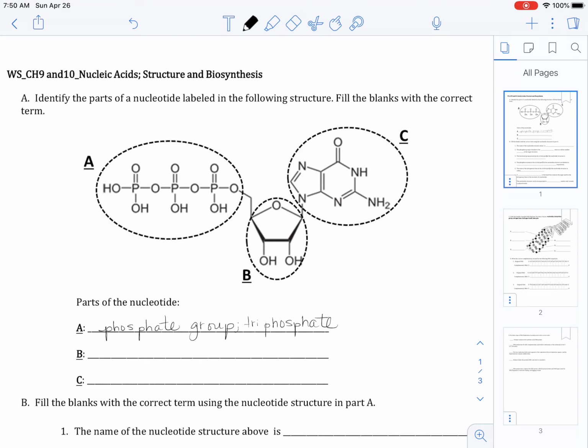Part B represents the sugar motif. In this case, because on carbon 2 we have a hydroxyl, that means that this is a ribose sugar. Part C is going to be the nitrogenous base. In other words, the nitrogen base. In looking at the structure, this is guanine.